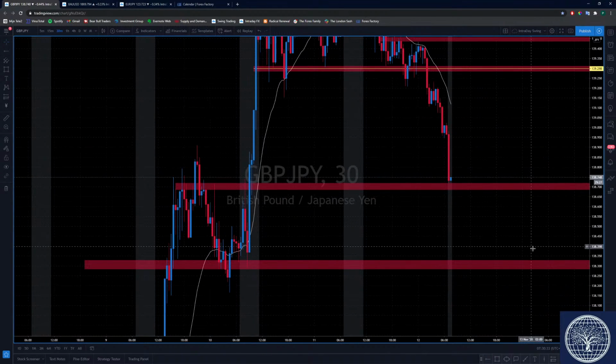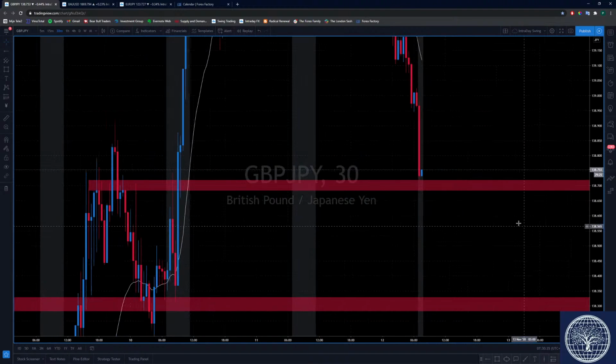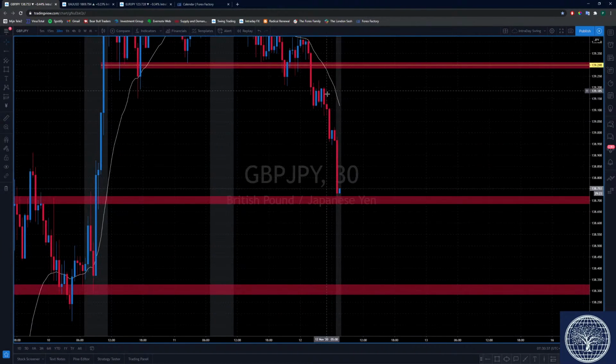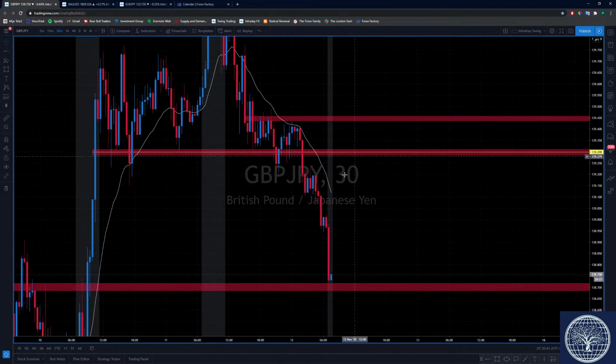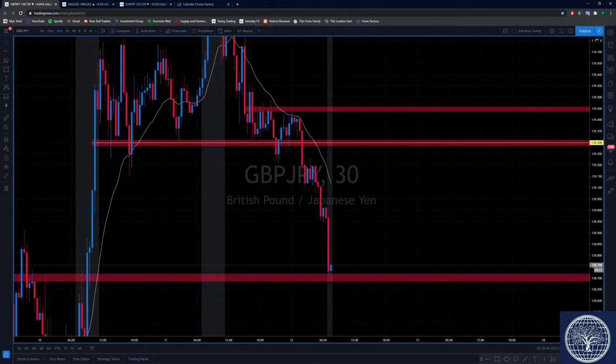So basically, let's see, the new 30-minute candle just started 30 seconds ago. So let's say if we can form some kind of resistance in this range to retest the low that we're making.